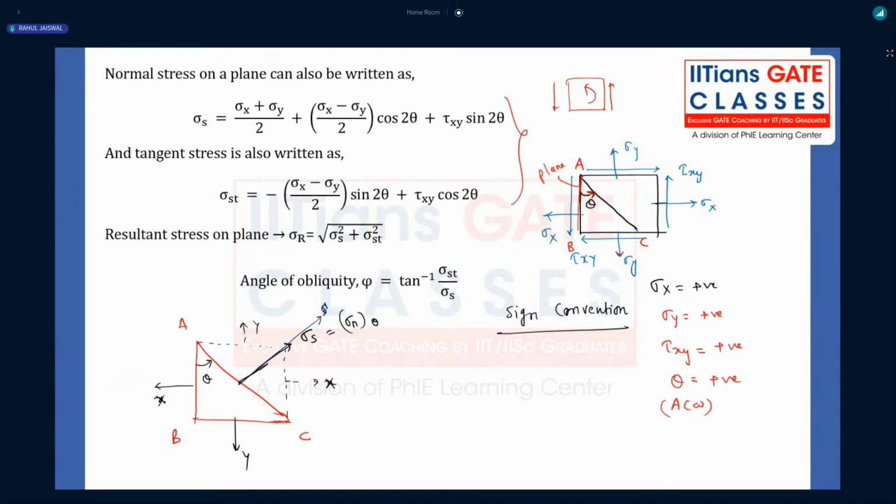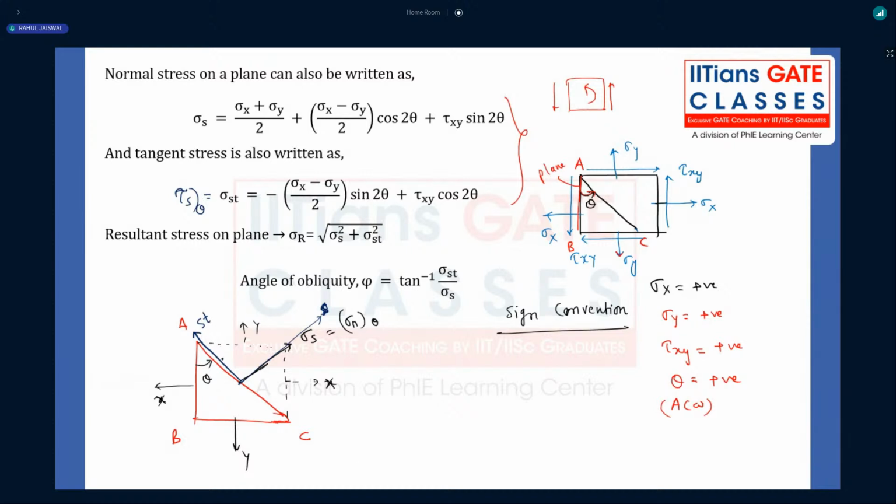This will be S, and this will be ST. These are the S and ST coordinates, right? So sigma S, whatever is acting along this S coordinate, will be positive. Now, whatever the tau s theta is, the shear stress we find on a plane inclined at an angle theta in the anti-clockwise direction, I'm calling tau s theta, or sigma st. You can call that sigma st, right?